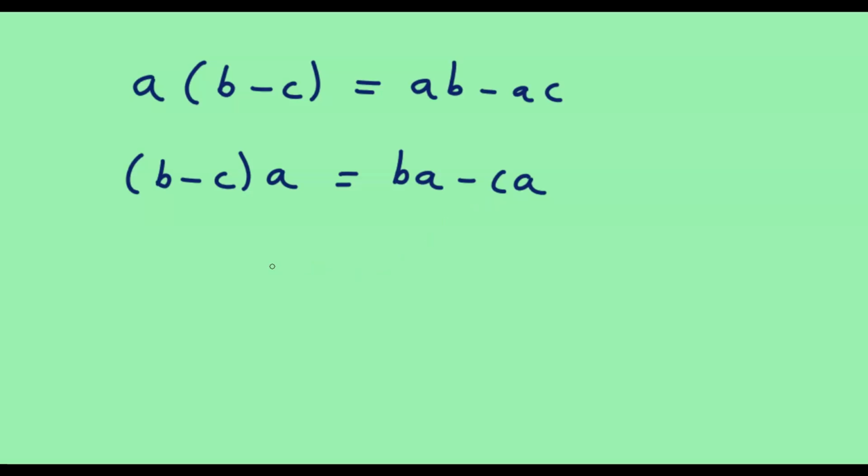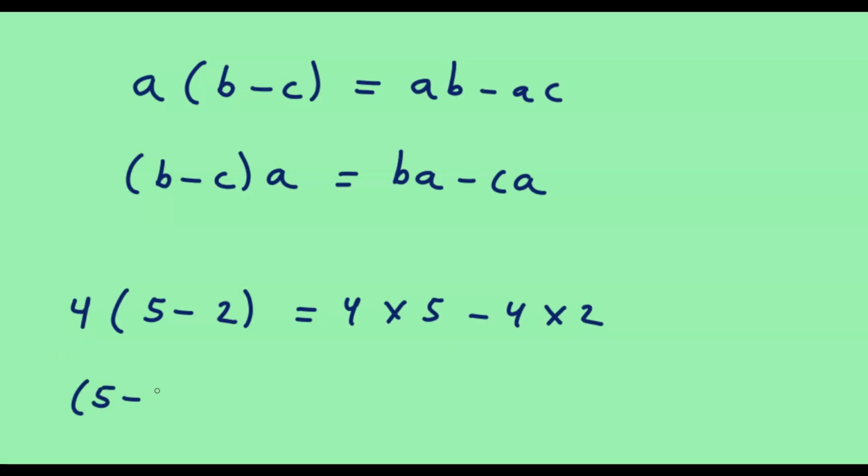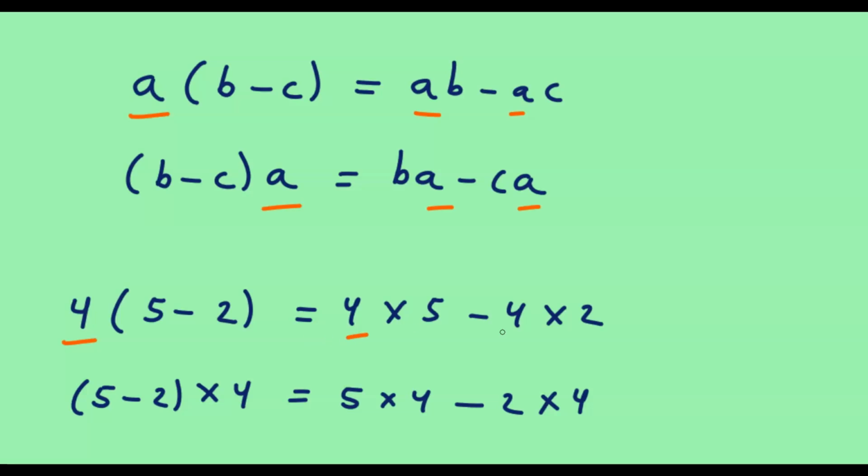Let us consider an example. If we have 4 times (5 minus 2), then using the distributive law, we will have 4 times 5 minus 4 times 2. Also, if we have (5 minus 2) times 4, then this is equal to 5 times 4 minus 2 times 4. Here we can see that the value of a is equal to 4.